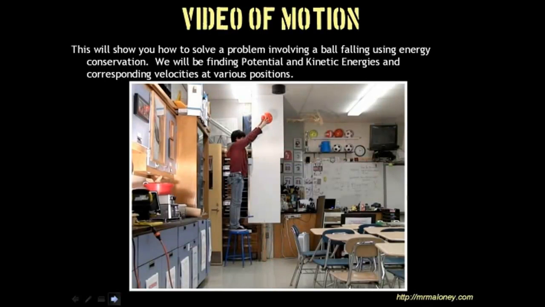This tutorial will show you how to solve a problem involving a ball falling using energy conservation. We will be finding the potential and kinetic energies and the corresponding velocities at various positions.